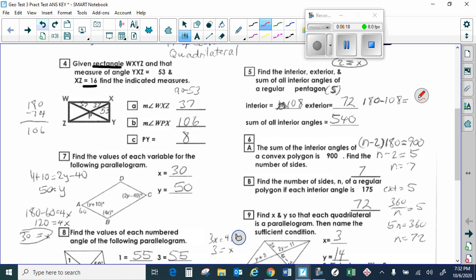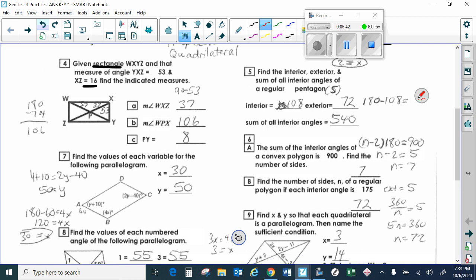All right, 6. The sum of the interior angles of a convex polygon is 900. We know the sum of the interior angles of a polygon is the expression n minus 2 times 180. So we set that equal to 900. Divide each side by 180, and I get 5. So n minus 2 equals 5. Add the 2 across, n is 7. Okay, so you got to have that formula memorized.